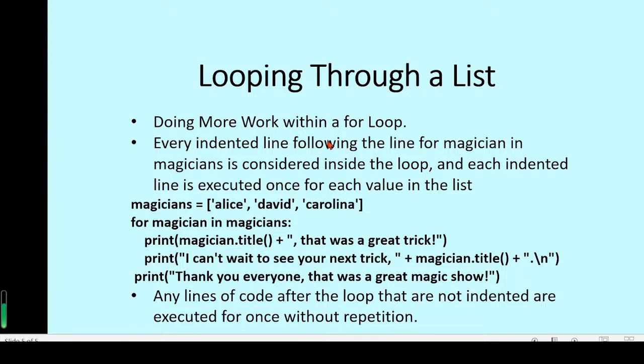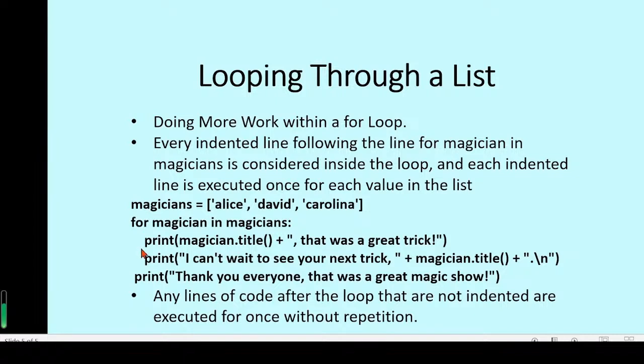Doing more work within a for loop. Every indented line following the line for magician in magicians is considered inside the loop, and each indented line is executed once for every value in the list. So for example, this is a magicians list. We can write a for loop, for magician in magicians. Then these 2 indented lines are considered inside the for loop.